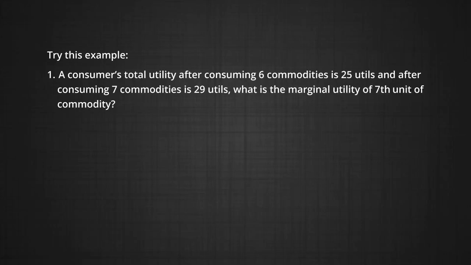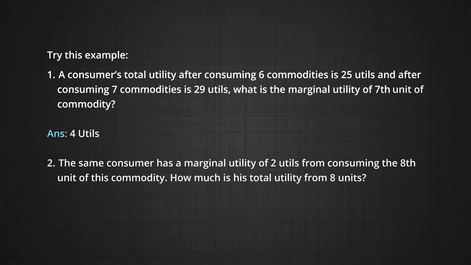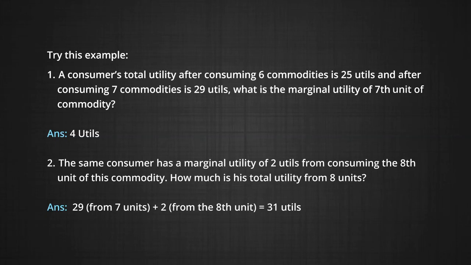A consumer's total utility after consuming 6 units of a commodity is 25 utils, and after consuming 7 units of a commodity is 29 utils. What is the marginal utility of the 7th unit of the commodity? The answer is 4 utils. The same consumer has a marginal utility of 2 units from consuming the 8th unit of this commodity. How much is his total utility from 8 units? The answer is the sum of 29, which he has got from the 7 units, plus 2 utils from the 8th unit, and that makes 31 utils in all.